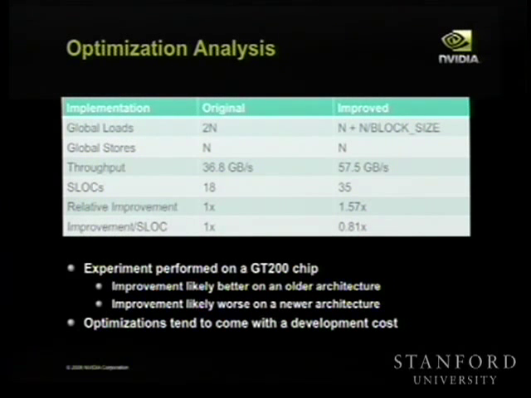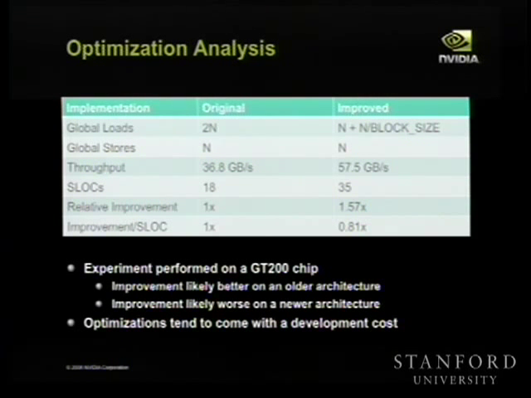So we can kind of analyze the optimization we've done here and just tabulate and go down the table. In the original implementation, we can look at the number of global loads we did, so the number of times we read those array elements. And that was two n, right? We did all this redundant work. But in the improved implementation, we do n plus n over block size global loads. So we've substantially reduced the loads that we're doing from global memory.